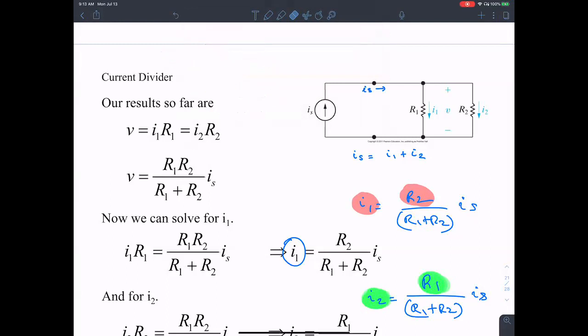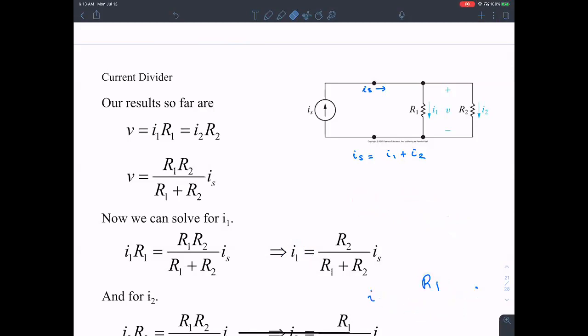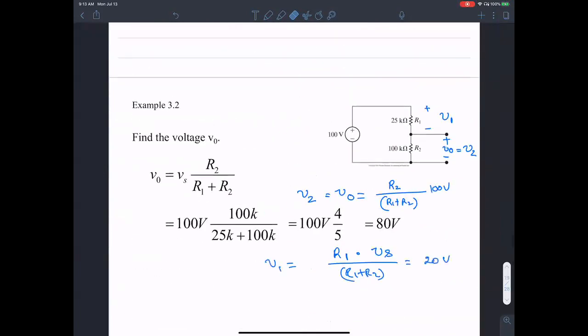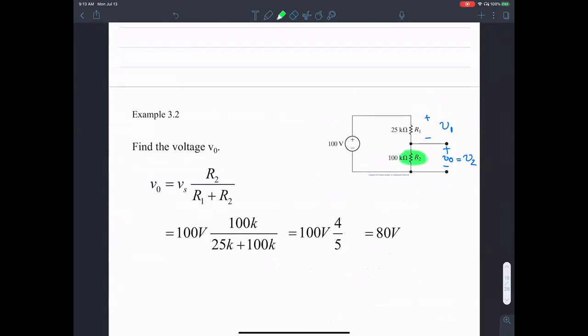Okay, so we looked at series resistances, parallel resistances, and then voltage division and current division. Let's see if we can put some numbers on this. That should give us a bit more intuition. Earlier, when I had resistances connected in series, a large resistance R2, compared to 25, dropped a large voltage, 80 volts. 25 dropped only 20 volts.